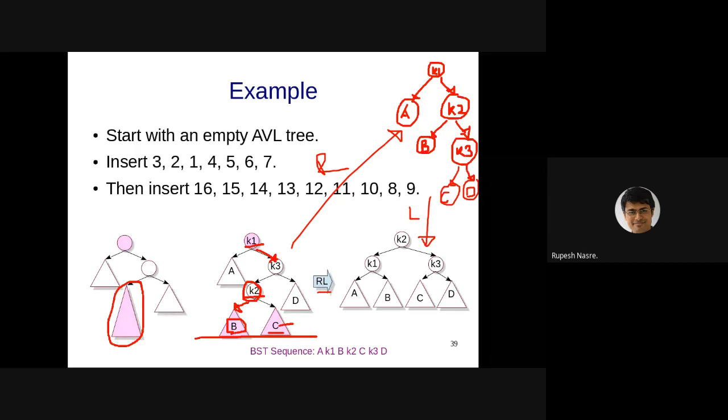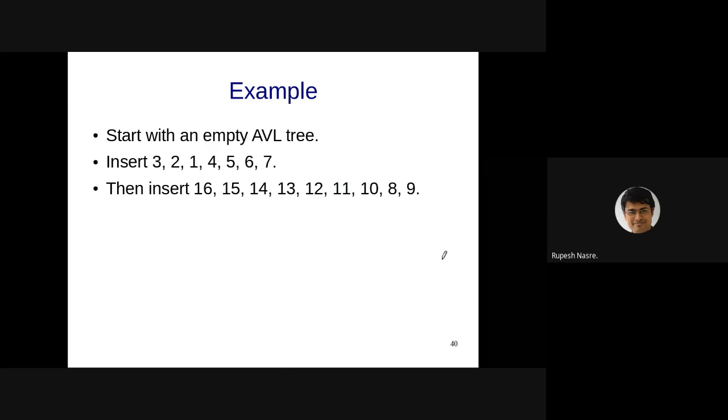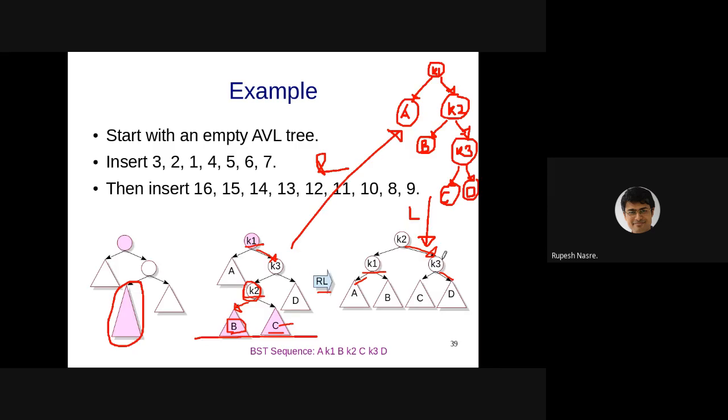So the right subtree of K2 gets adopted as the left subtree of K3. In a similar manner, when we do an L, for example here, the left subtree of K1 remains the same. Similarly, the right subtree of K2 will remain the same, and therefore the whole subtree beneath K3 will also remain the same.